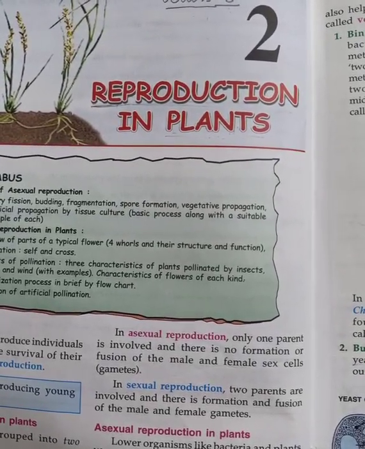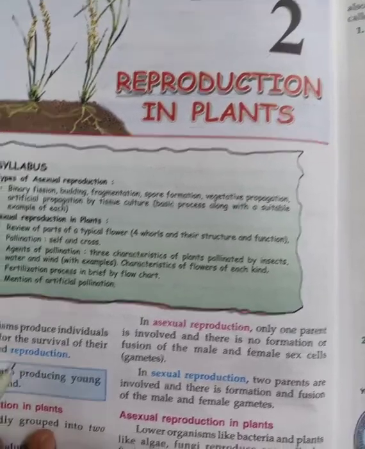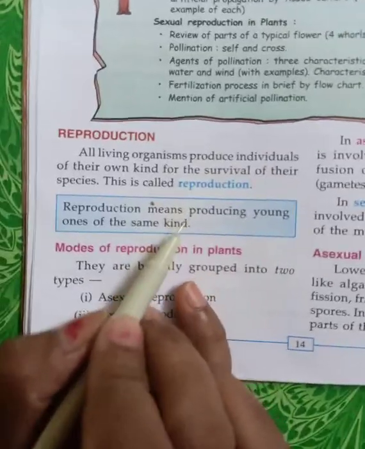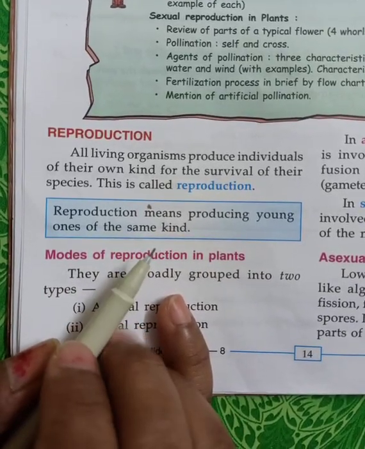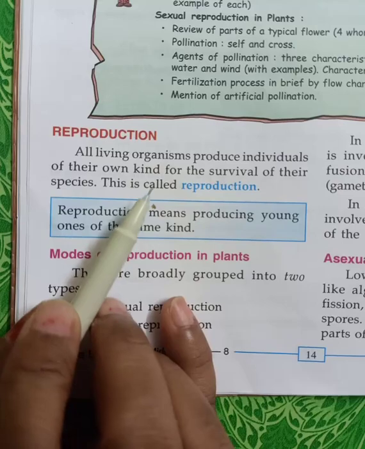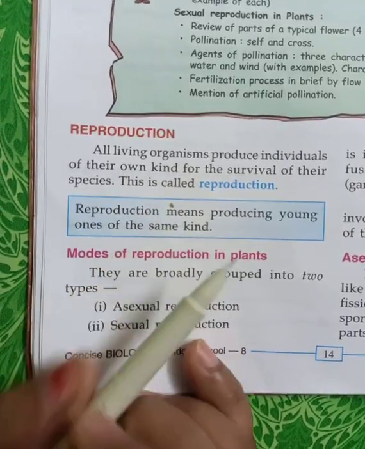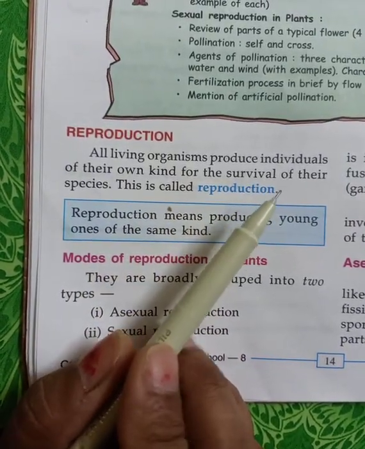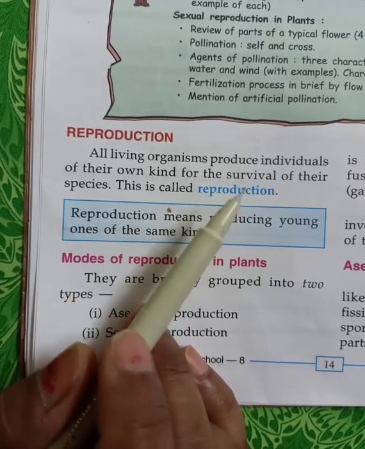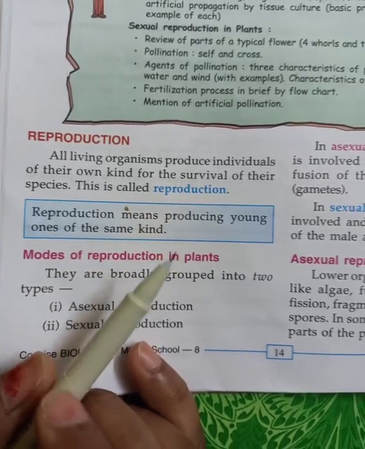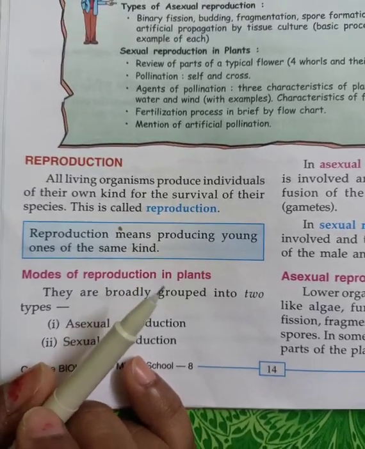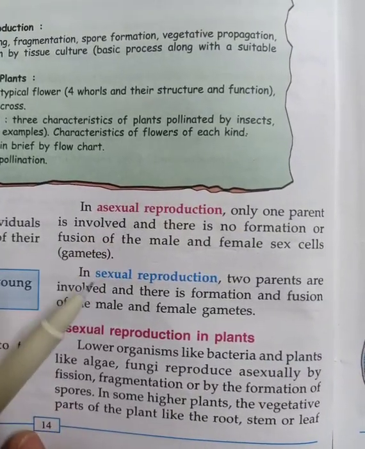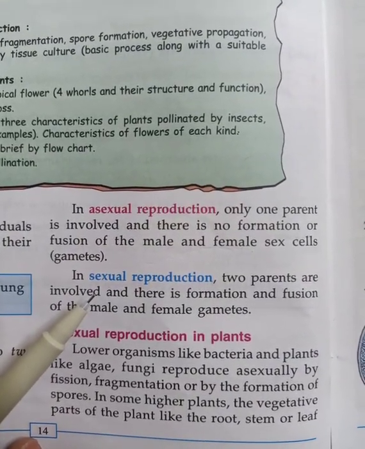So in this chapter first we had discussed what is reproduction. So reproduction means producing young ones of same kind. All the organisms produce individuals of their own kind for survival of species, which is called reproduction. Now we had discussed reproduction is of how many types. So reproduction is of 2 types: one is asexual reproduction and second is sexual reproduction.